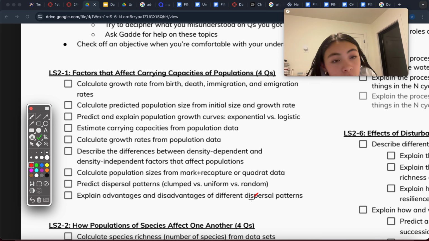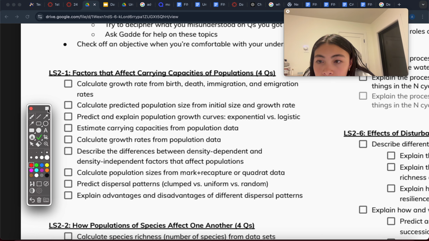And then for uniform, the advantages are probably that you get all the resources available to you to yourself, but I guess another disadvantage is that predators are a bigger threat. And then for random, the advantage is that if you're lucky, you'll have a lot of resources.